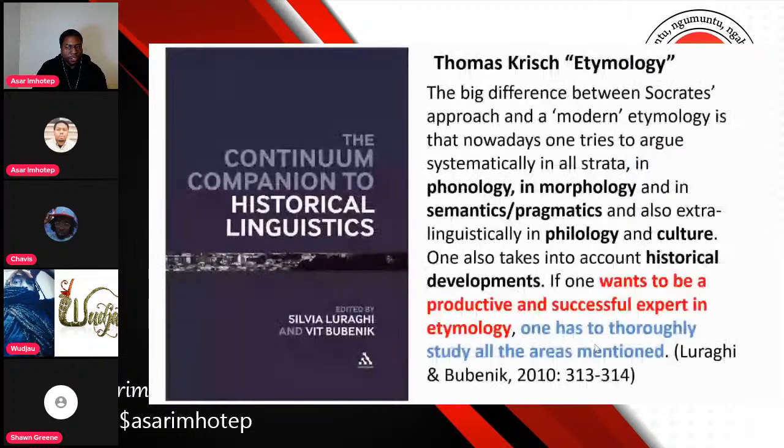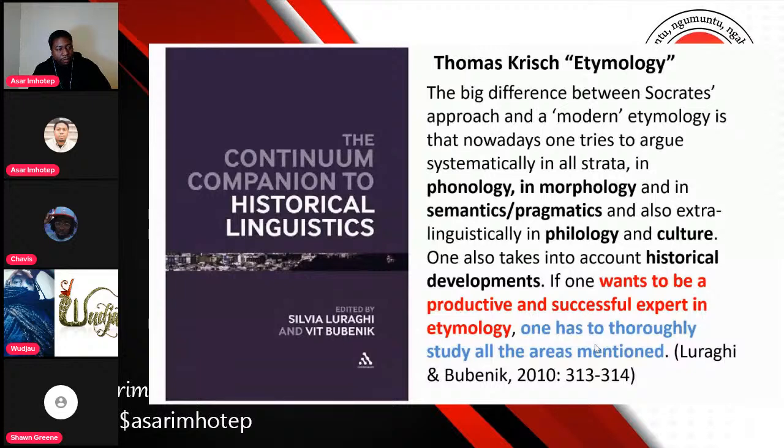So I cite this individual here. There's a text called The Continuum Companion to Historical Linguistics. And Thomas Krisch wrote a chapter on etymology. That's the whole focus of the chapter. So he says, and just a little background, he was arguing that the idea of etymology originates with the Greeks, and more specifically of Socrates. But he's giving the difference between how etymology is done today versus when it first started with Socrates. So he says the big difference between Socrates' approach and a modern etymology is that nowadays one tries to argue systematically in all strata, in phonology, in morphology, and in semantics.